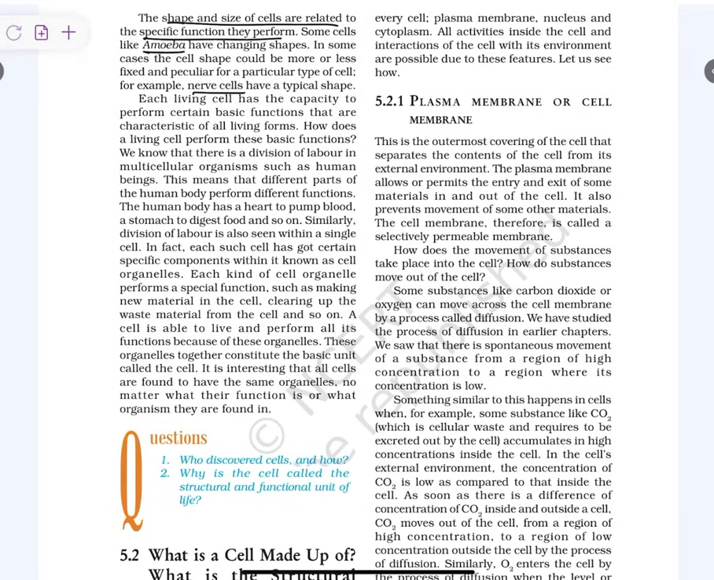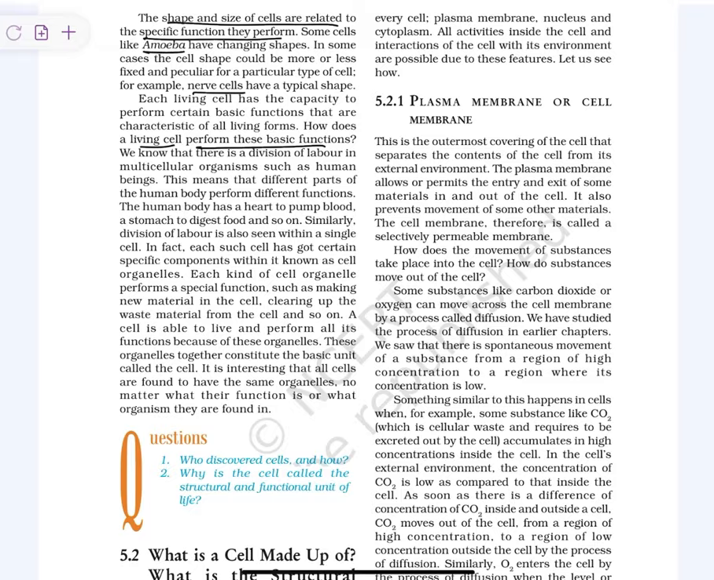Now, each living cell has the capacity to perform certain basic functions. And how does a living cell perform all these basic functions? Because there are components present in the cell. The cell is composed of various components. For example, it has a plasma membrane, a nucleus, and cell organelles, and each cell organelle performs different functions through which a living cell performs various functions.